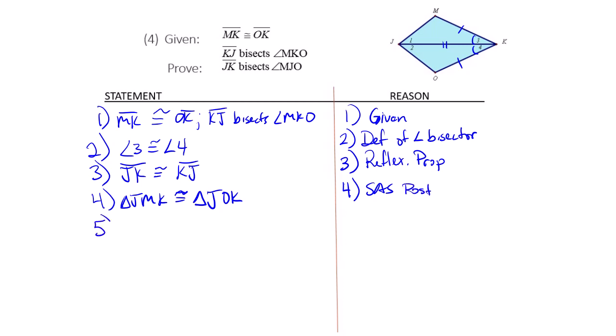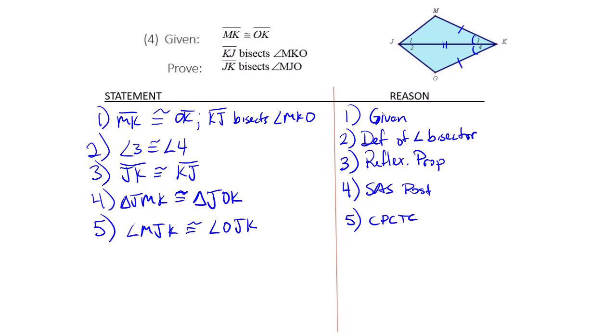All right, and now that we have that, if we want to know that JK bisects MJO, that means we need to know angle 1 is congruent with angle 2, right? And we do know that now because those are corresponding angles. Angle J corresponds with angle J, so I can say that angle MJK is congruent to angle OJK, and that's by CPCTC.